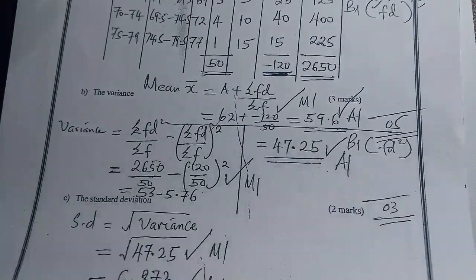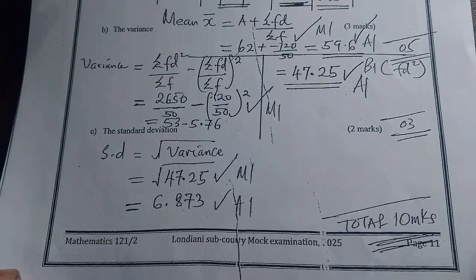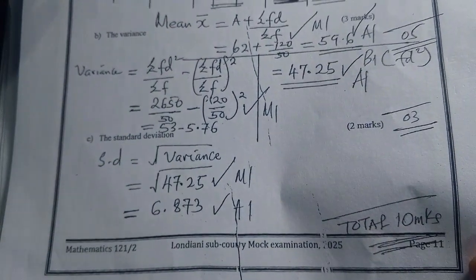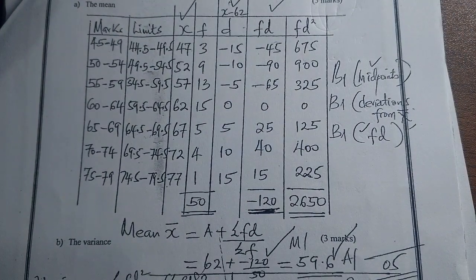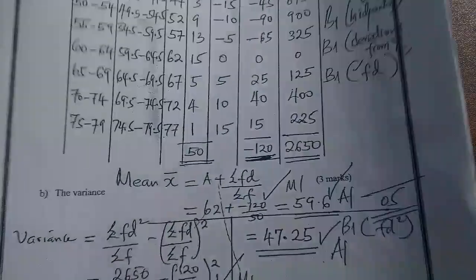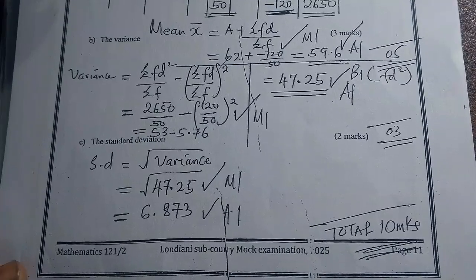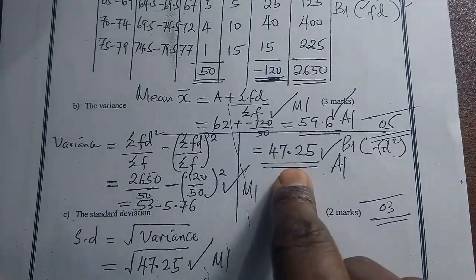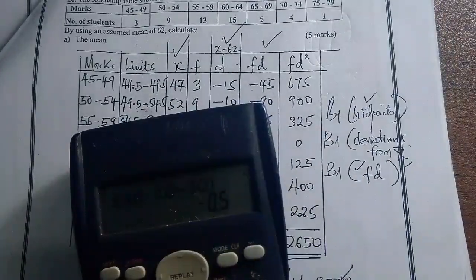I know you know how to calculate the variance and the standard deviation, and I've given you the marking scheme so that you can try it in your own time. But let me show you how to confirm your answer. Now that you have obtained this, you must be sure of what you're doing. Your answer is, the standard deviation is this, and the variance is this. So to be sure, I want to show you how to use the calculator and confirm your answer.